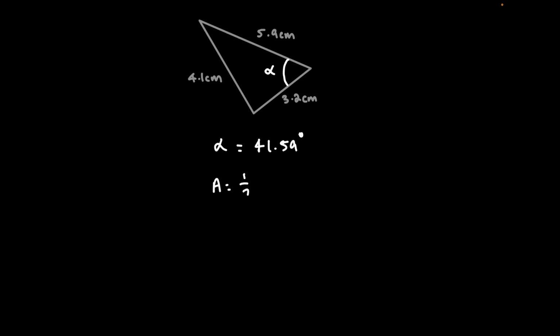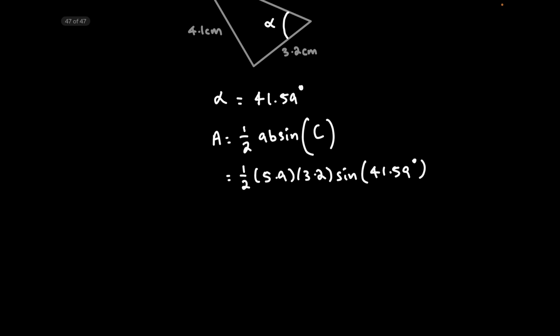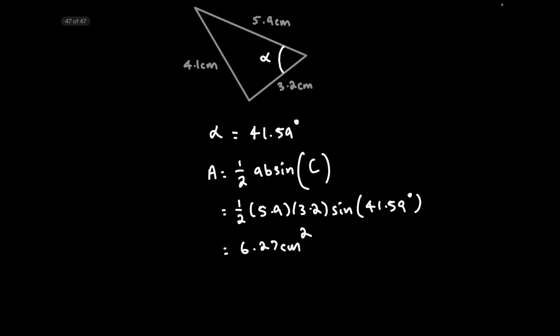So now that we have all of that information, let us now work out the area. Area is equal to half times AB times by the sine of angle C. And angle C is the angle in between the sides A and B. So this is the same as half times 5.9 times 3.2 times by the sine of the missing angle, which was 41.59 degrees. So we get our area is equal to 6.27 centimeters squared. And that is how you do this question here.